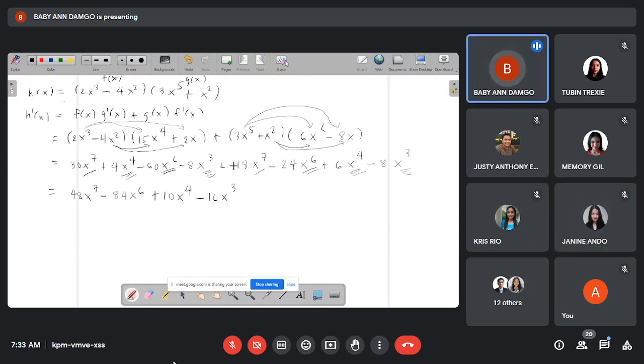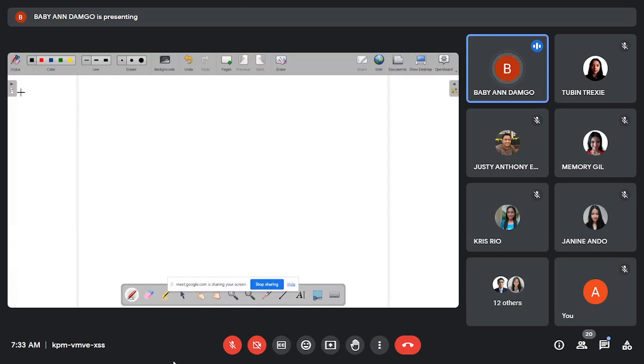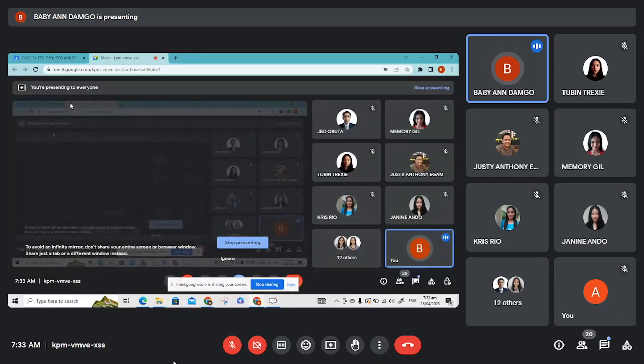So, another example. If you have your h of x, which is equal to... okay. I will give you again 5 minutes to solve the derivative. So, time check, it's 7:33. So, we'll come back at 7:38.